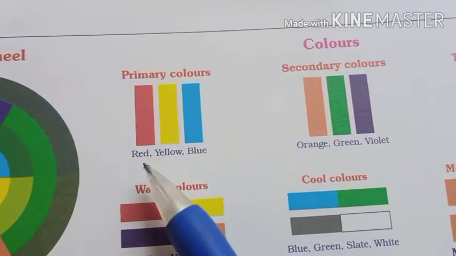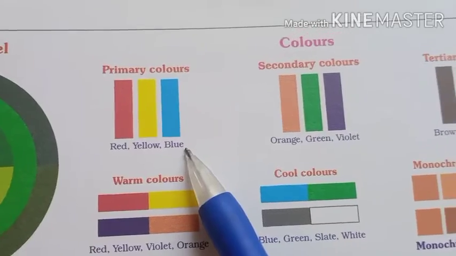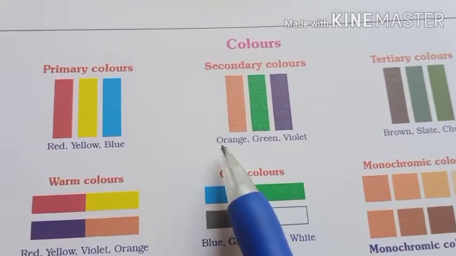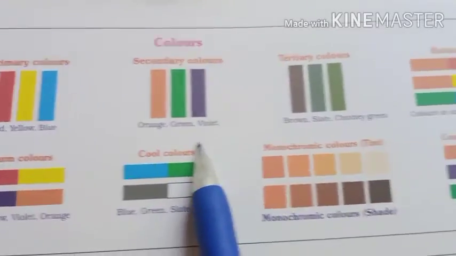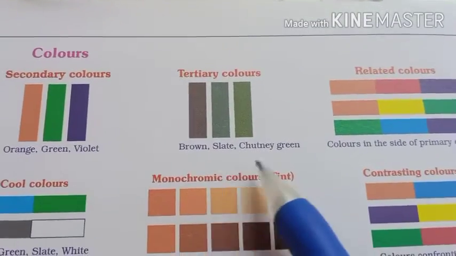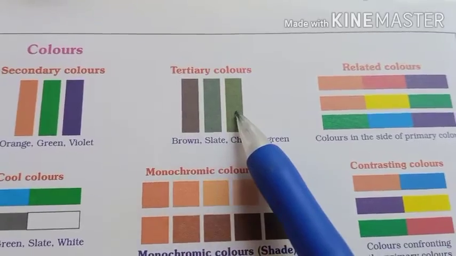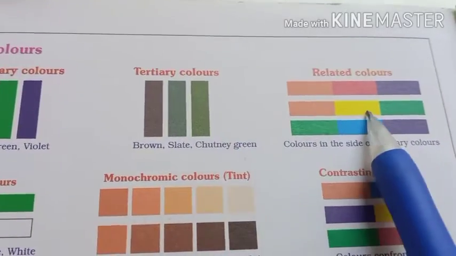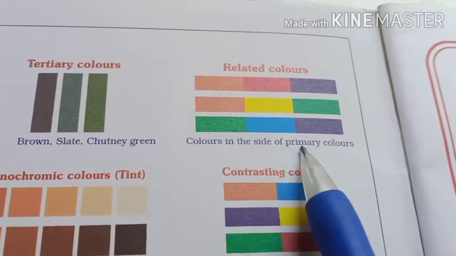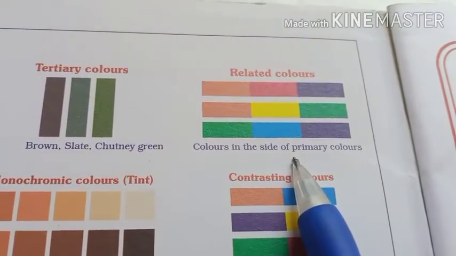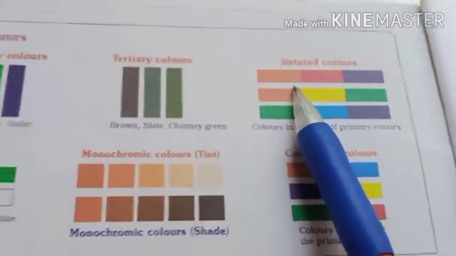Primary colors: red, yellow, blue are primary colors. Orange, green, violet are the secondary colors. Brown, slate, chutney green are the tertiary colors. And see the related colors. Colors in the shade of primary colors are related colors.